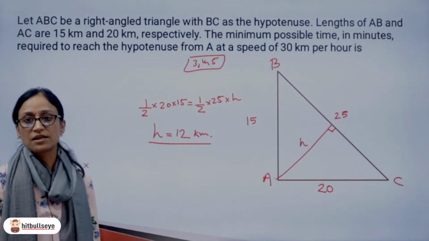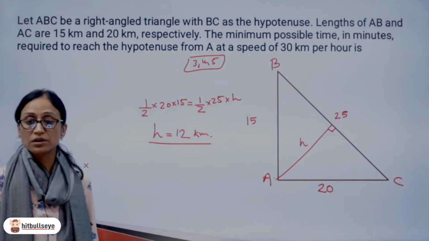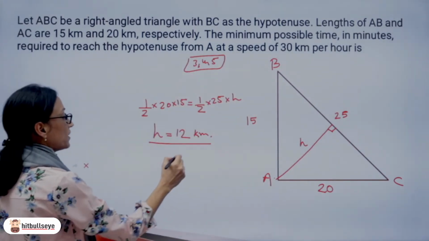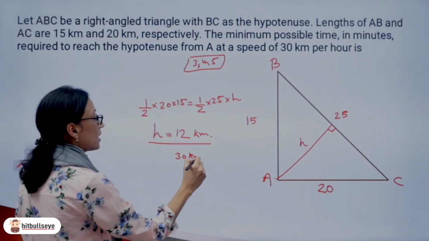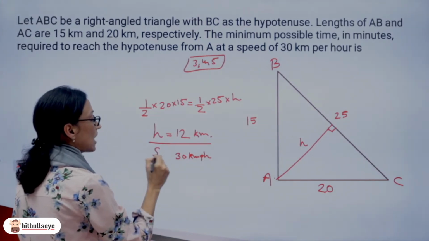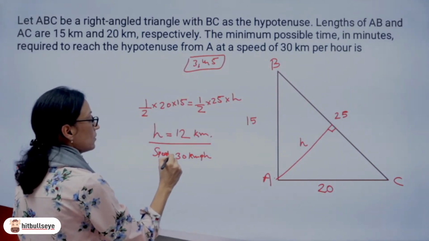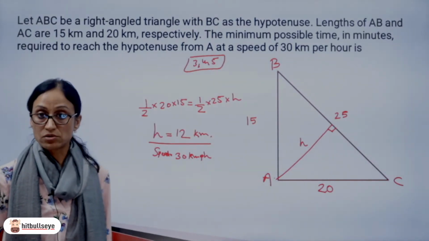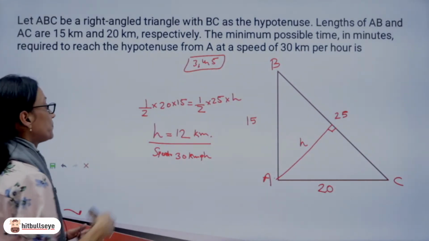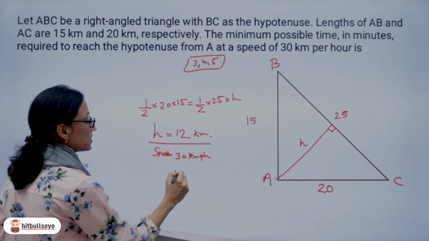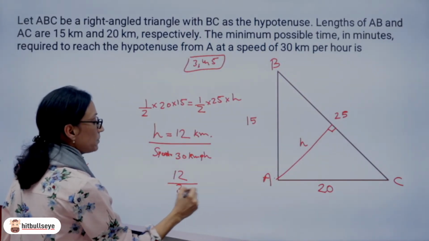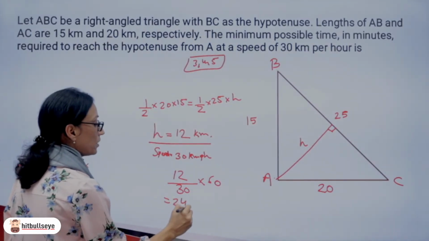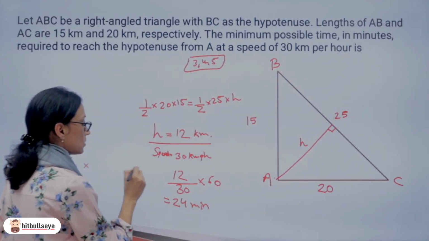Now the basic concept of TSD comes into the picture. The distance to be traveled is known to us. The speed at which we are traveling is 30 kilometers per hour. So how much time is required for traveling this distance? The answer is to be given in minutes, which means the distance is 12, the speed is 30, and to convert it into minutes, we multiply by 60. So the answer comes out to be 24 minutes.